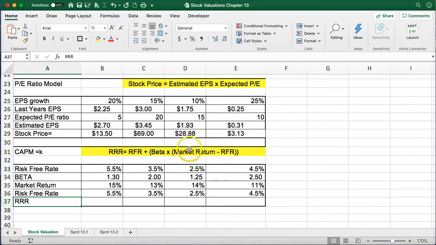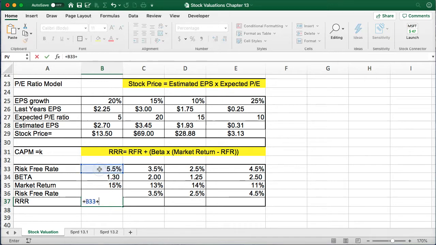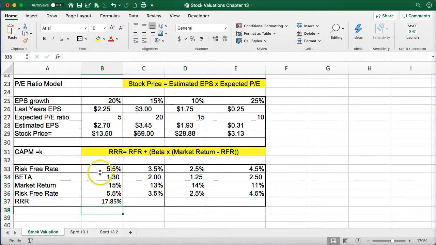I just put these abbreviations in to make it easier to understand what we're calculating. So we would take the risk-free rate, add that to beta multiplied by the market return minus the risk-free rate. Now I listed the risk-free rate twice, but it's the same number, and I've listed it twice because it comes into the formula twice. And we calculate the required rate of return.